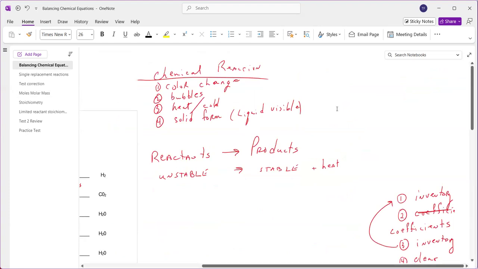Now, when you're reading the little write-up on the problem, these are the four things to look for to know a reaction occurred. Also, there are two labs coming up. One's called single replacement, the other's called double replacement reaction. Same thing. You're going to get a color change, bubbles form, gets hot or gets cold, or a solid forms, or a visible liquid separates out. Those are all signs that a reaction occurred.